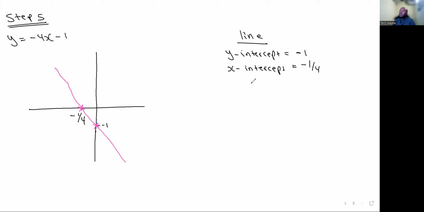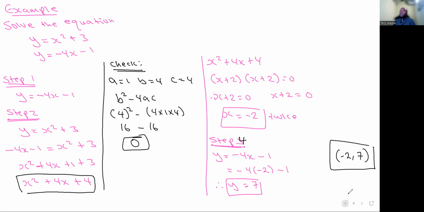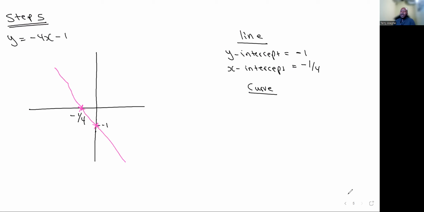Now let's do the curve. For the curve, I told you we need to check the shape of the graph, the vertex, and the rest of it. The curve was y is equal to x squared plus 3. So a is greater than 0, which means the shape is going to look like that. The size, the absolute value of a, is equal to 1. So that means the graph is going to be wide.